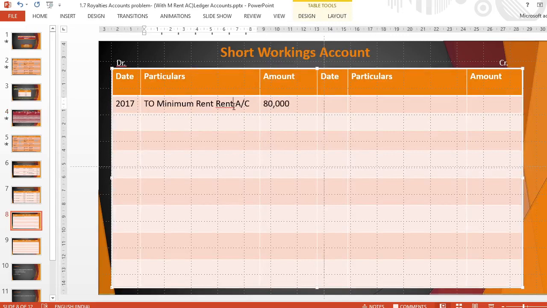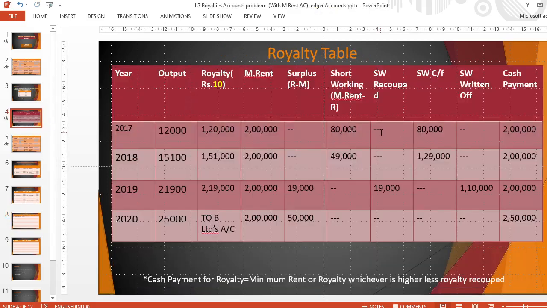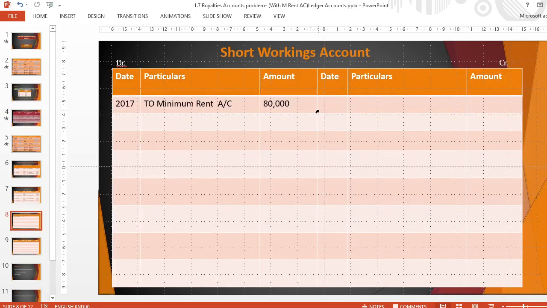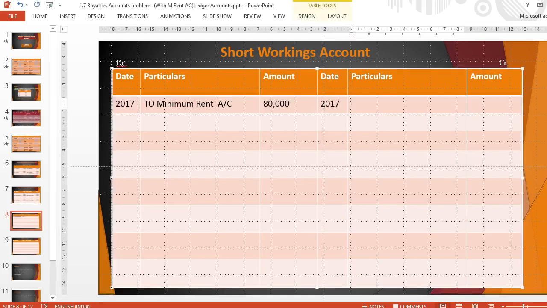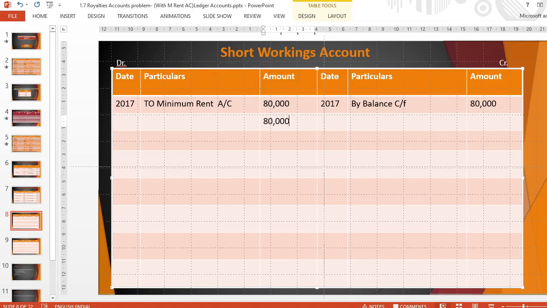Again, the second transaction was short working recoupment. There is no short working recoupment for the first year. And the third transaction was short working written off. Of course, it's also not there. So the entire 80,000 rupees is carried forward. In the short working ledger account in 2017, I'll just carry forward the balance. So it is by balance carried forward. The entire 80,000 rupees is carried to next year. So I'll close the books of accounts for the first year with 80,000 here and 80,000 here.